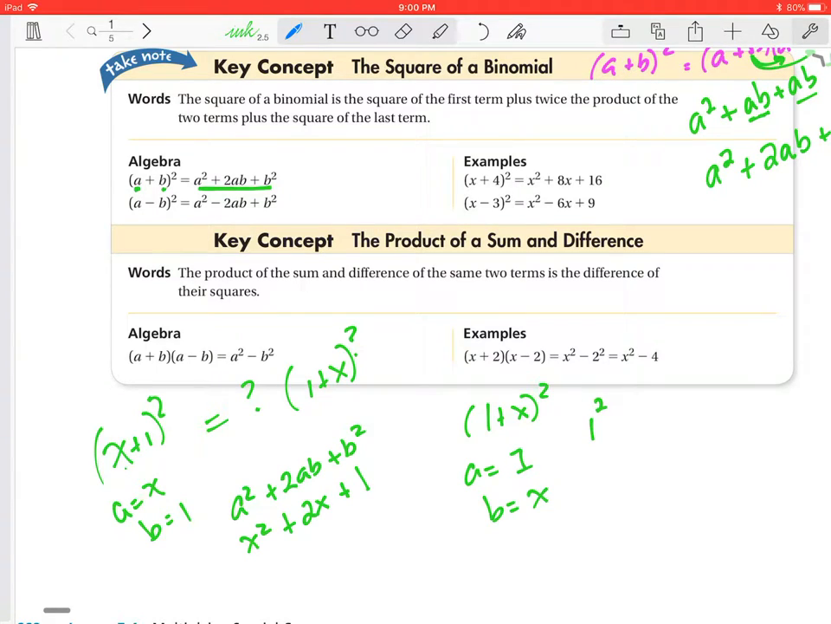So this is going to be 1 squared plus 2 times a, which is 1, times x plus b squared, so that's x squared. So that's going to be 1 plus 2x plus x squared. And by the rules of writing a trinomial or polynomial, any polynomial, in standard form, we're going to order it where our exponent is the highest. So that's going to be x squared plus 2x plus 1.